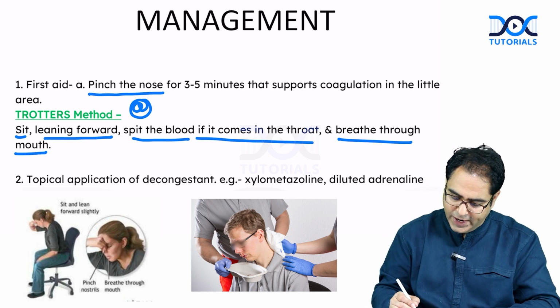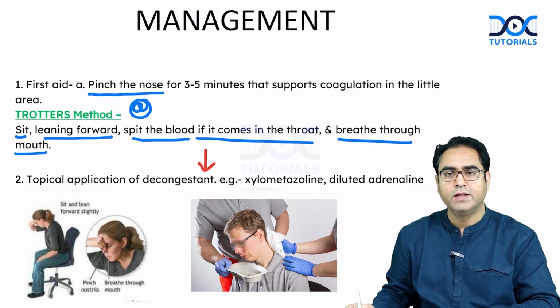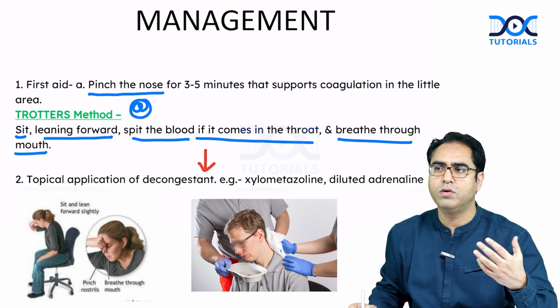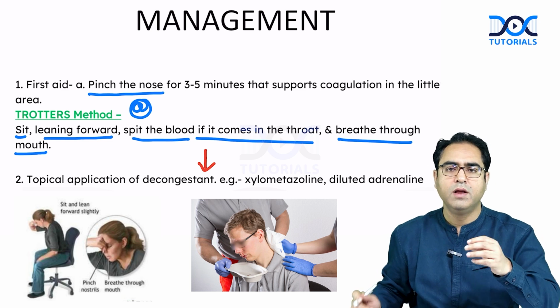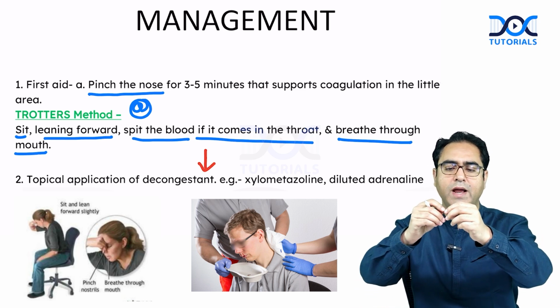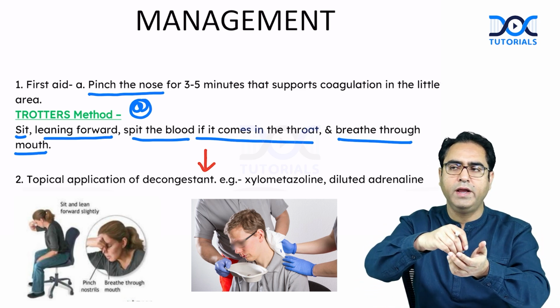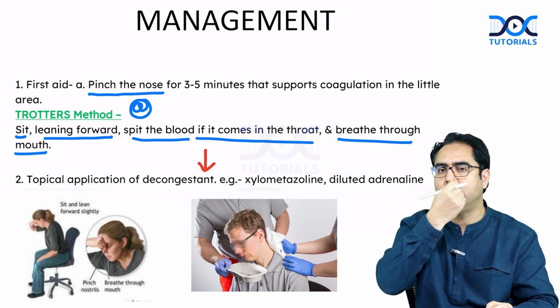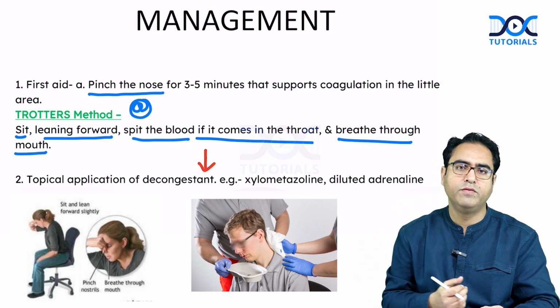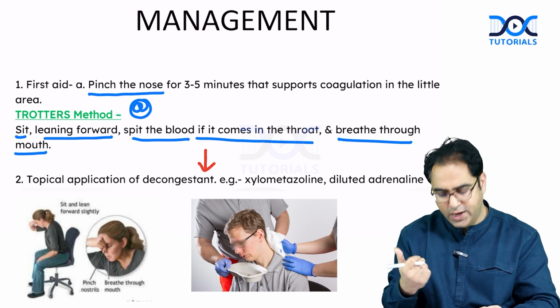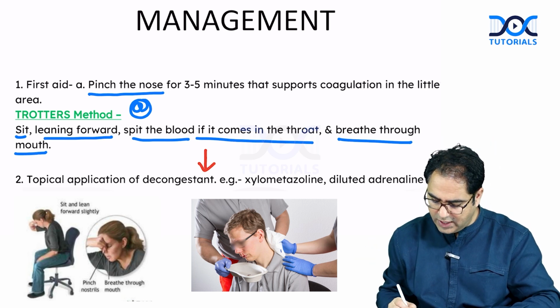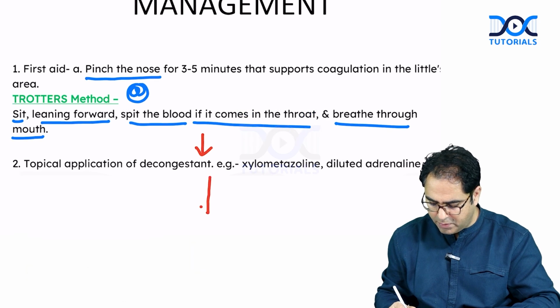Now, if bleeding could not be controlled, then what? Then you take the patient to the emergency. Then there is the CMO or intern. What you do is you take a cotton pledget and you soak it in xylometazoline or oxymetazoline or diluted epinephrine, and it's a decongestant, and you put that cotton pledget in the nose, on the side which is bleeding. Okay, so these are just the basic things. Now, even if this could not control it, then you call the ENT people.